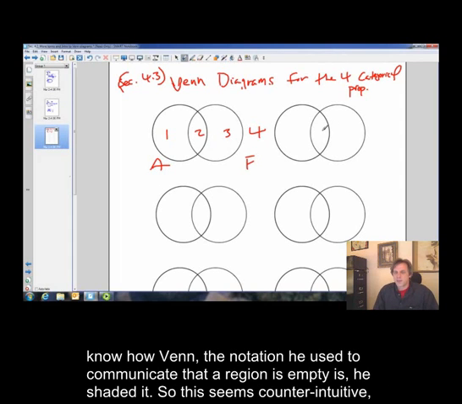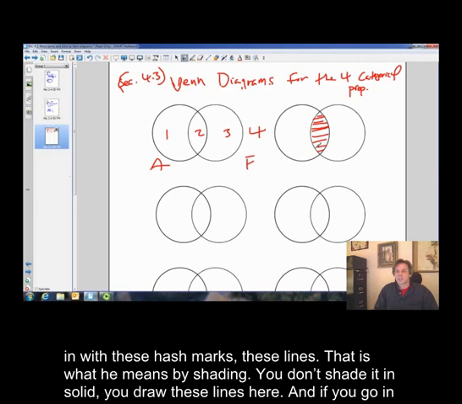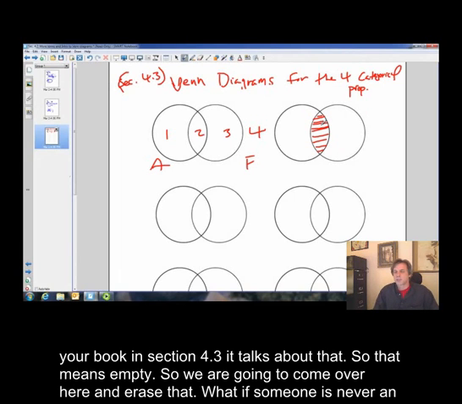Well, you know how Venn communicated that a region is empty? He shaded it. So this seems counterintuitive, doesn't it? Why are we shading? If something's empty, why don't we leave it alone? He said if a region is empty, you shade it. So you actually fill it in with these hash marks, these lines. That's what he means by shading. You don't shade it in solid. You draw these lines here, okay? And if you go in your book, in section 4.3, it talks about that. So that means empty, okay?